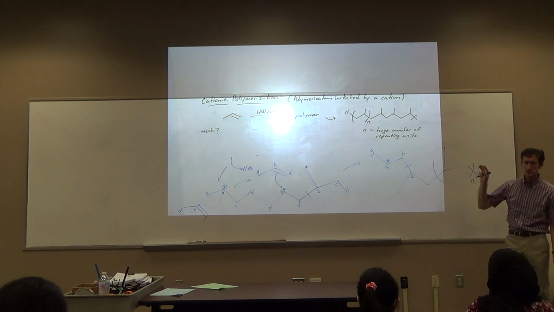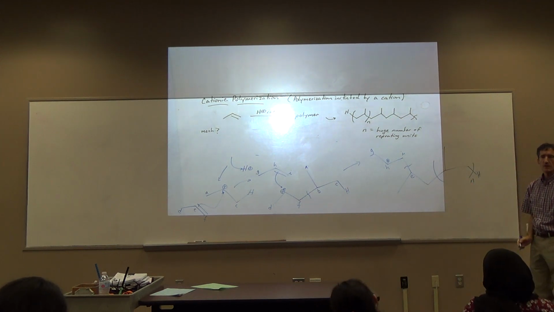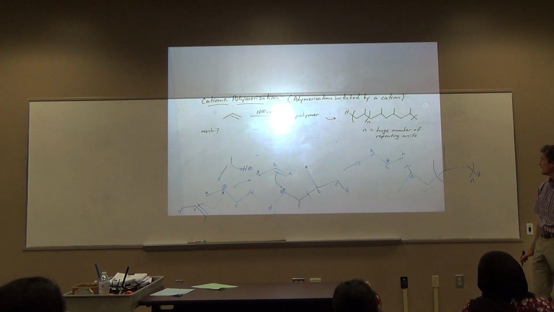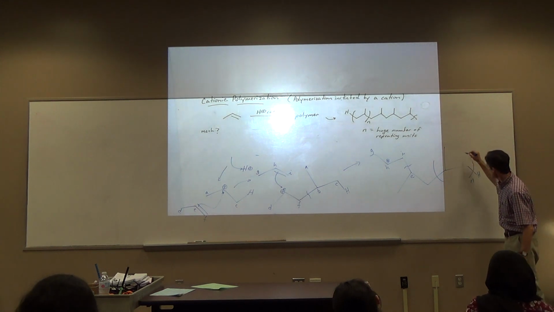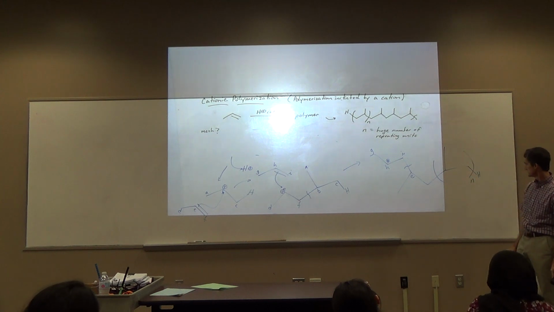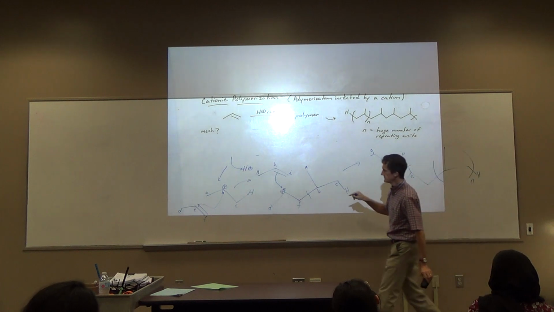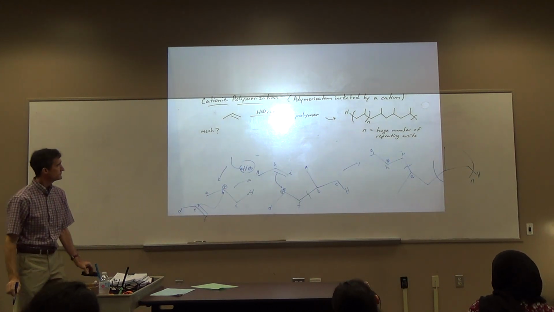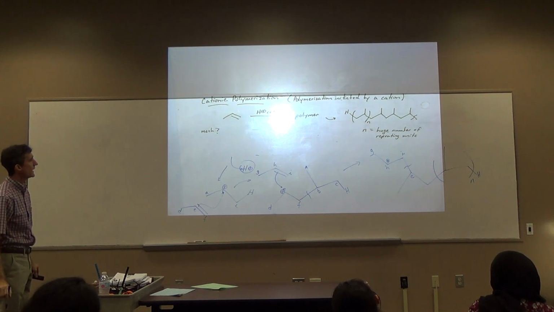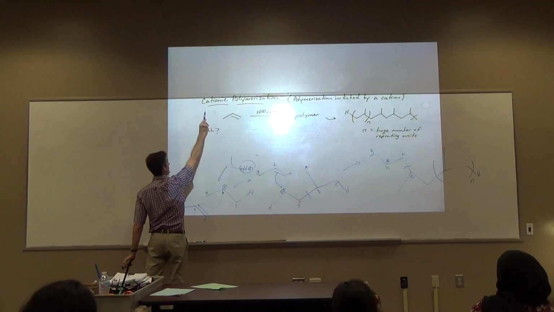It'll just be a gazillion miles long, and we call that a polymer. You need to be able to see how the repeating unit is formed and what the repeating unit is. This reaction was initiated by this H right there. That was the initiator. It's a cation. That's why this is called a cationic polymerization.